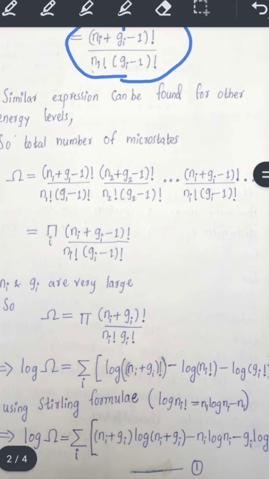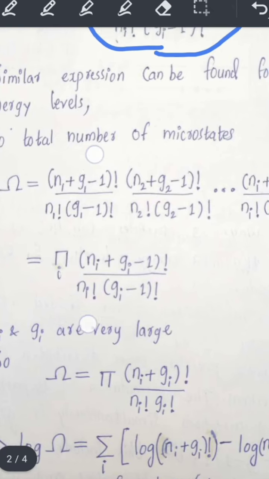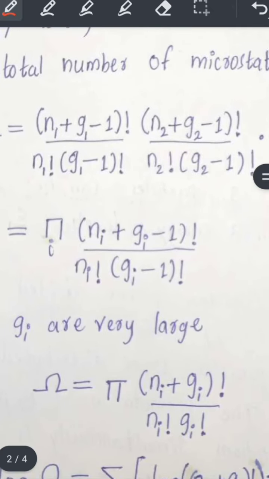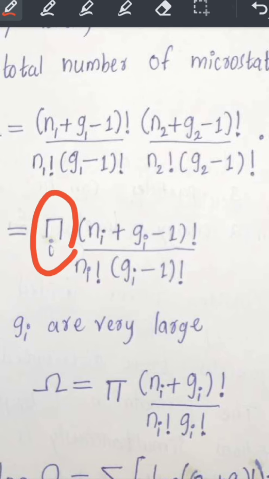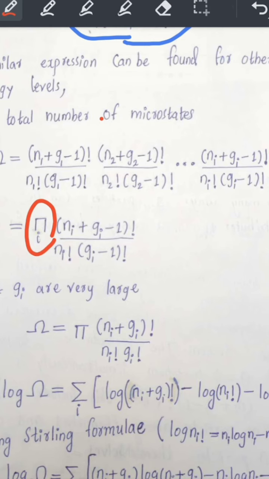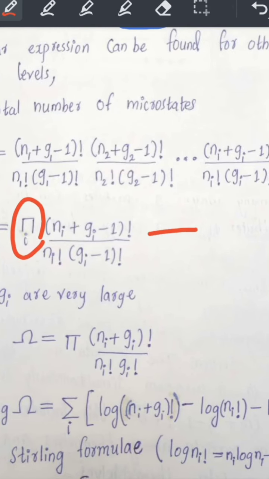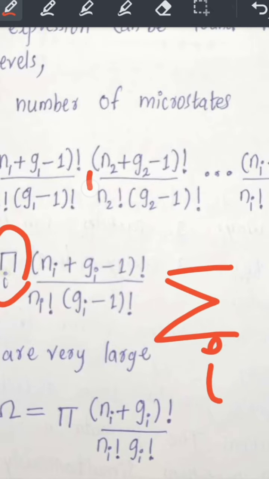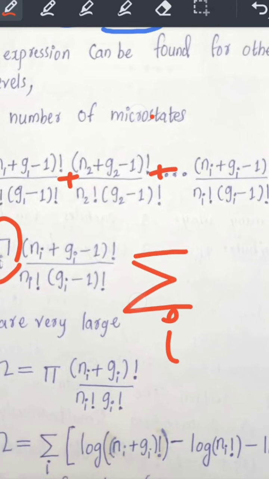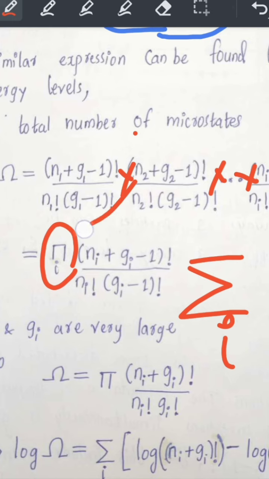And you can write this expression using the product symbol, pi sub i. That is, this pi sub i implies this thing. Like, you know that the summation symbol is sigma sub i. If we have pluses in between all these things, then you can use this sigma sub i. But here you have multiplication in between all these numbers of ways, so you should use this pi sub i symbol for that.